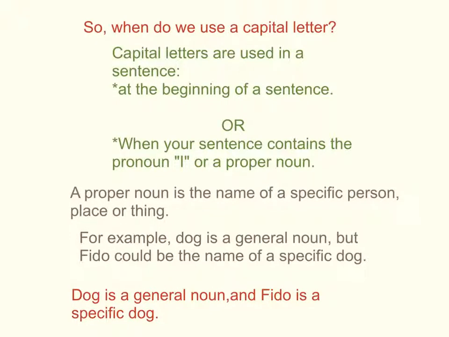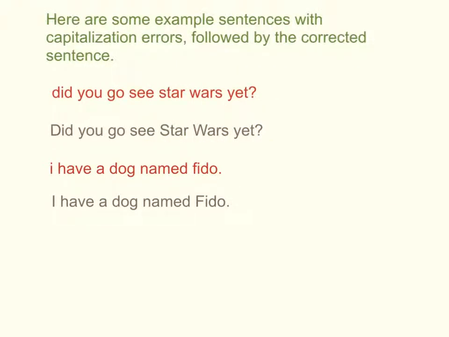For example, dog is a general noun, but Fido could be the name of a specific dog. Again, dog is the general noun and Fido is a specific dog. Because Fido is the name of a specific dog, we capitalize the letter F in the name Fido. Here are some sentences with capitalization errors followed by the corrected sentence. Did you go see Star Wars yet?